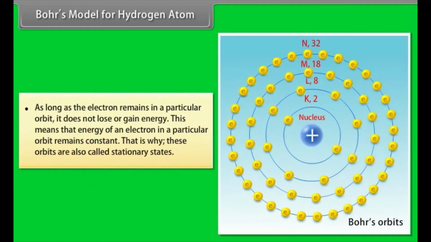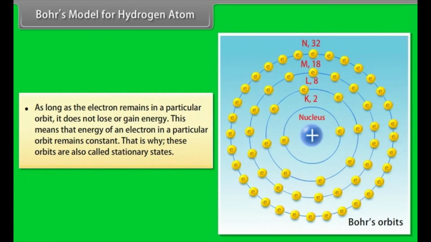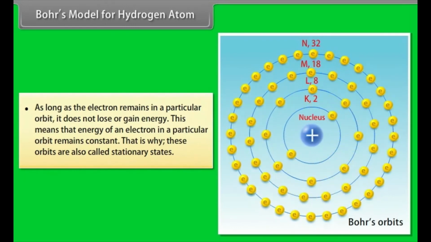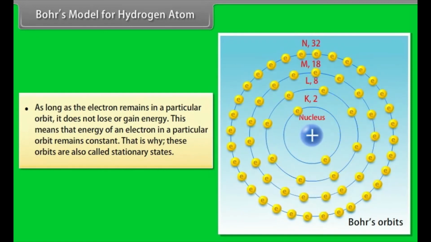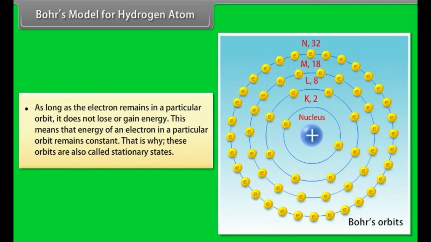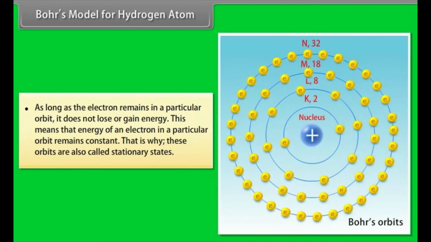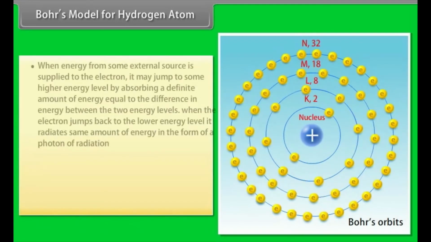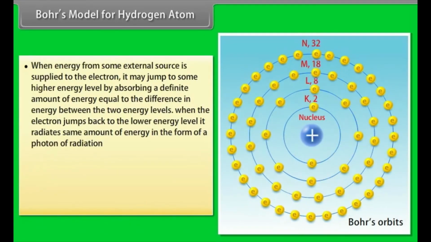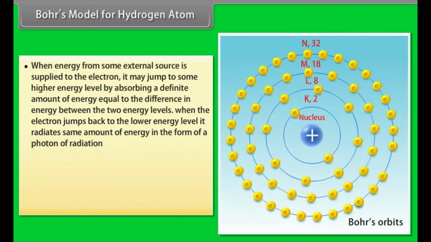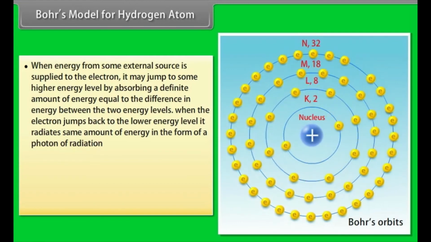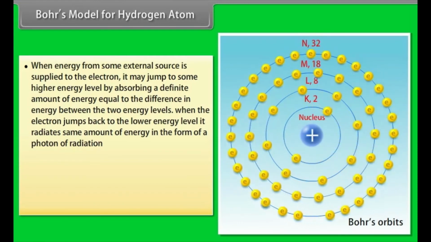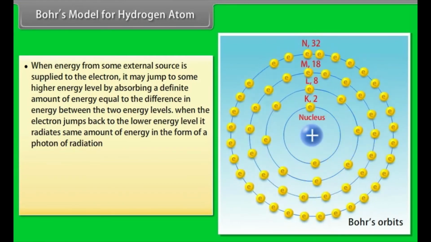As long as the electron remains in a particular orbit, it does not lose or gain energy. This means that energy of an electron in a particular orbit remains constant. That is why these orbits are also called stationary states. When energy from some external source is supplied to the electron, it may jump to some higher energy level by absorbing a definite amount of energy equal to the difference in the energy between the two energy levels.